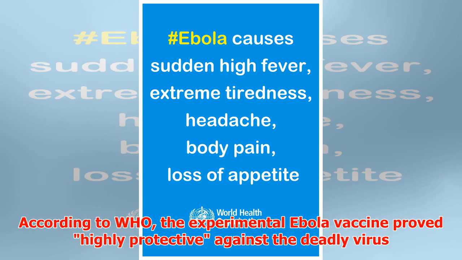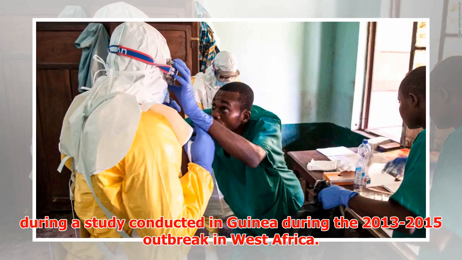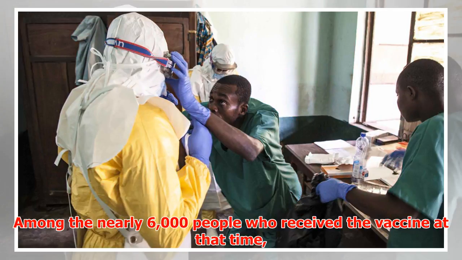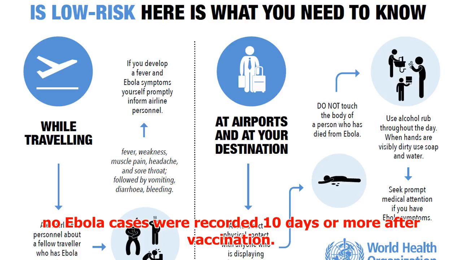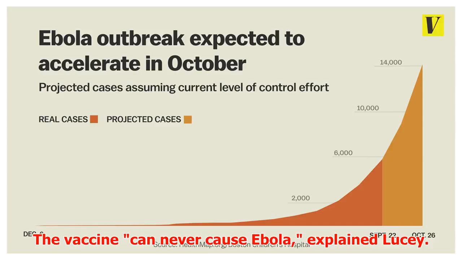According to WHO, the experimental Ebola vaccine proved highly protective against the deadly virus during a study conducted in Guinea during the 2013 to 2015 outbreak in West Africa. Among the nearly 6,000 people who received the vaccine at that time, no Ebola cases were recorded 10 days or more after vaccination. The vaccine can never cause Ebola, explained Lucy.